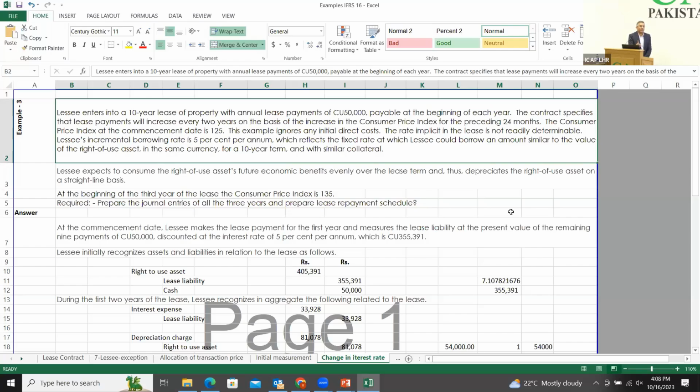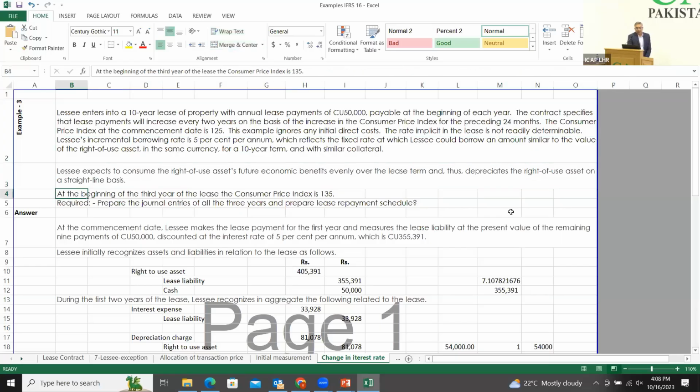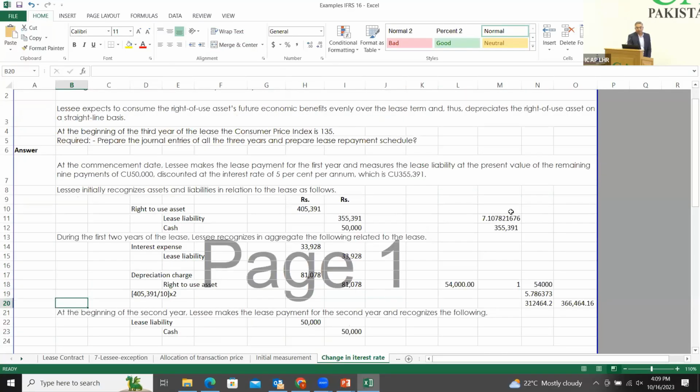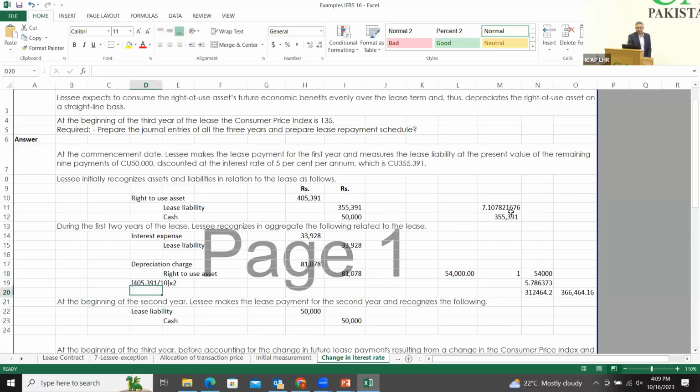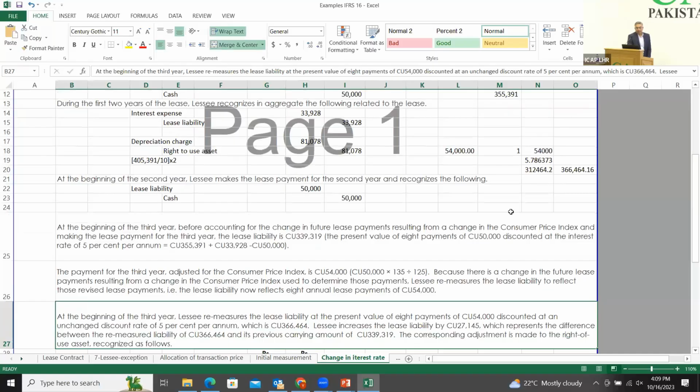It's very important. It's lessee specific. Lessee expects to consume the right of use asset's future economic benefits evenly over the lease term, and thus depreciates the right of use asset on a straight line basis. At the beginning of the third year of the lease, the consumer price index is 135. So you have to recalculate the rental. There is initial accounting. You debit right of use and credit lease liability and accordingly advance payment. And then you accrue certain interest expense and charge depreciation on a straight line basis. And then you make the second payment.